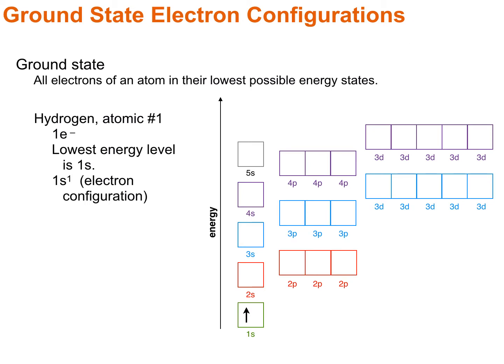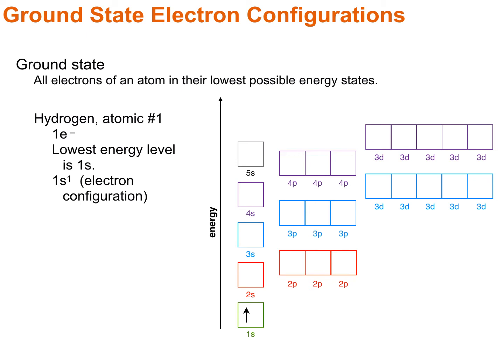There's actually a lot of information on this slide, but first of all, notice that I have ground state up here. All electrons of an atom in their lowest possible energy state, or their resting state, is called the ground state. Anything else is an excited state. So when we're representing these orbital diagrams or these electron configurations, we are doing this as if the atoms are in their ground state.